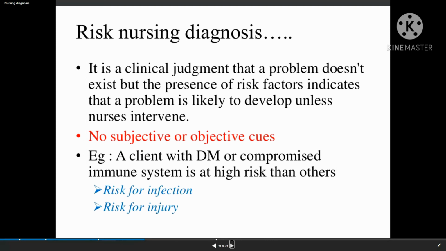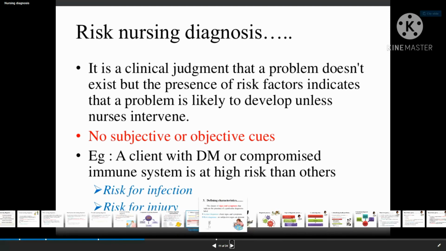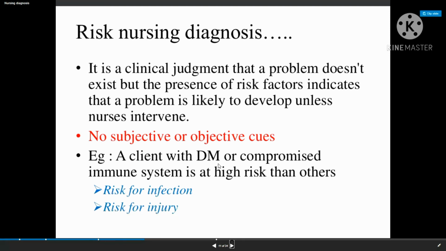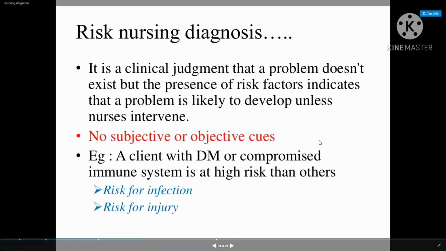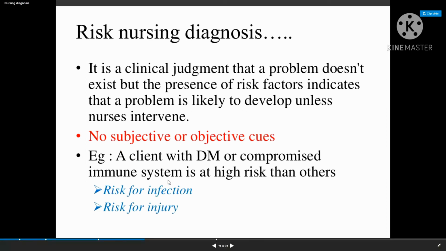For that, the nursing diagnosis will be, see, if a client has diabetes mellitus or a compromised immune system, what you can say is there are possibilities that diabetic patients will have a decreased immune system. So they are at risk for infection, or they are at risk for injuries.